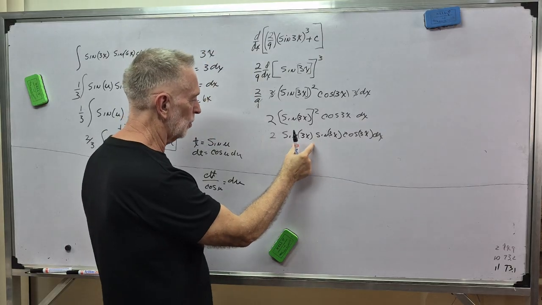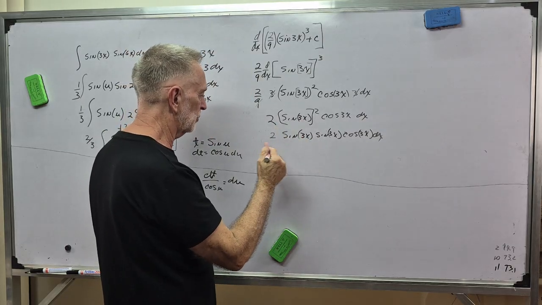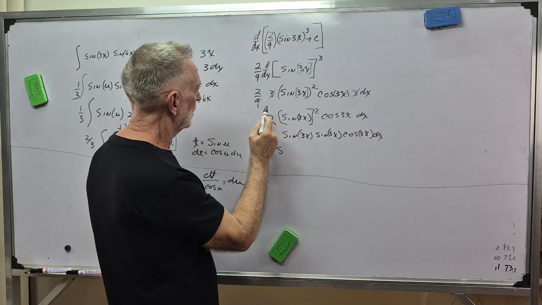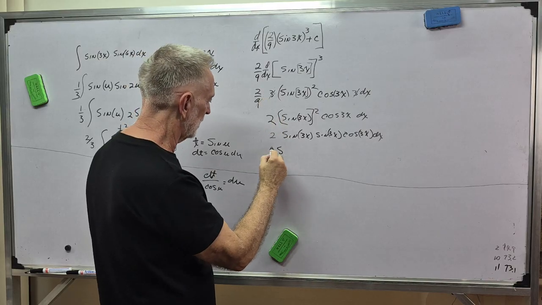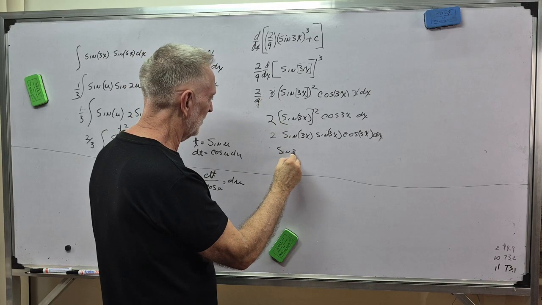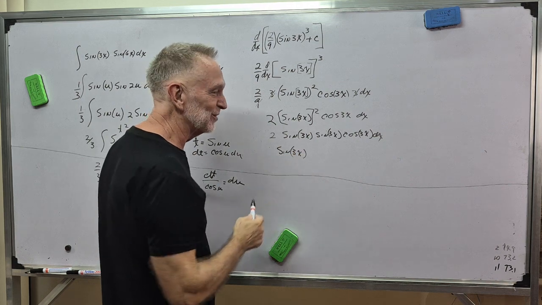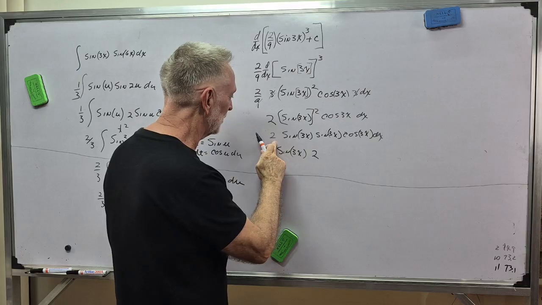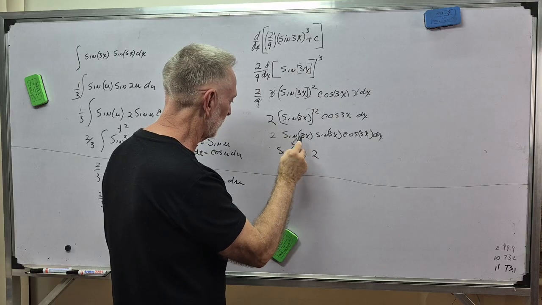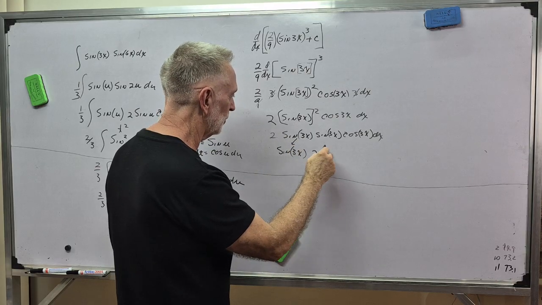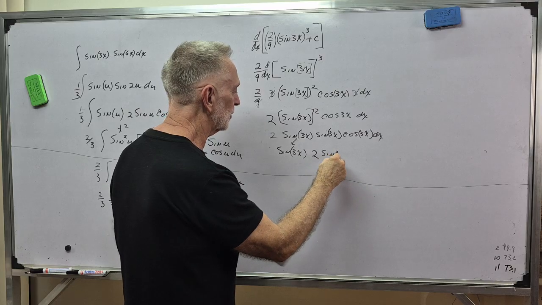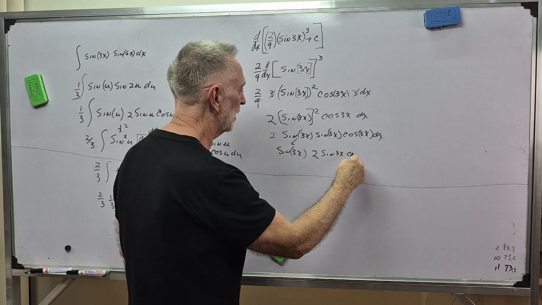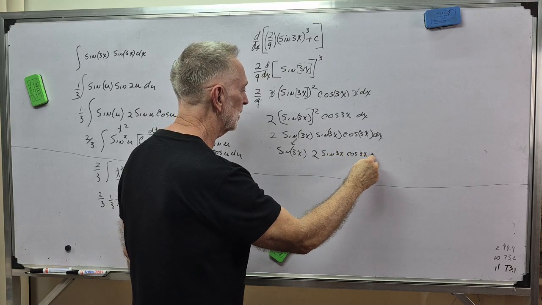All right, I'm going to pull one of these sine 3x's to the side here. Almost confused myself, sorry. All right, that leaves me 2. I pulled this one right here over there. That leaves me 2 sine 3x times cosine 3x dx.